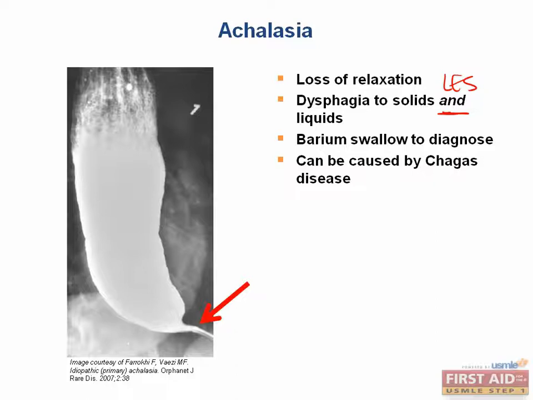Remembering back to microbiology, which bug causes Chagas disease? That's right, it's Trypanosoma cruzi. You should think about this as an answer choice if the patient is a South American immigrant. You can also see achalasia-type pathology in CREST syndrome.